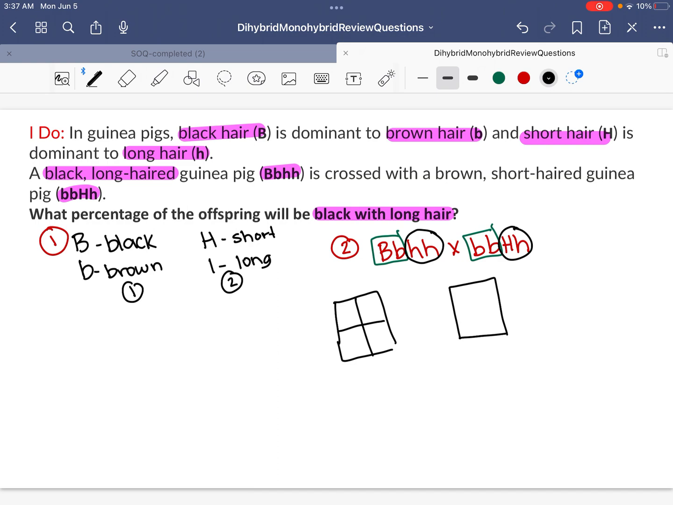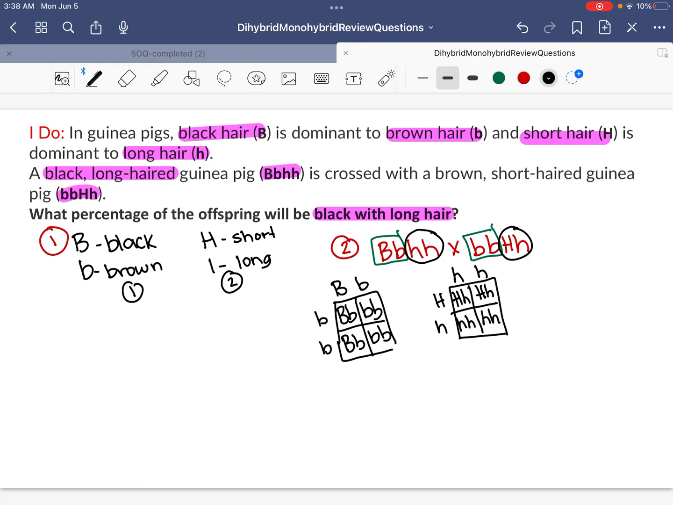So again, parent 1 was heterozygous for the black hair. And parent 2 was homozygous recessive for brown. Again, I'm just splitting them up the way that I see it. And you're just working with monohybrids again. That's why it's very important to know that original setup, because it is going to help you so much in the long run for your more complex problems.